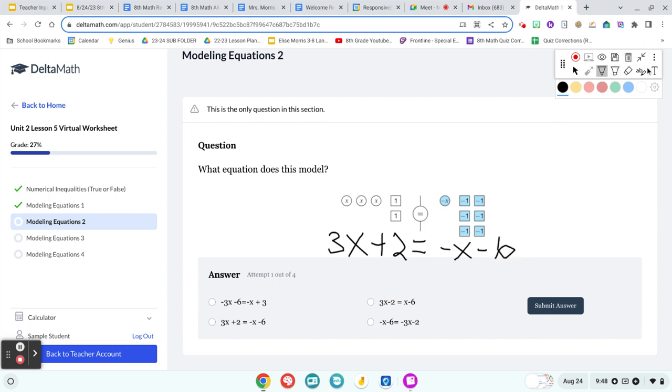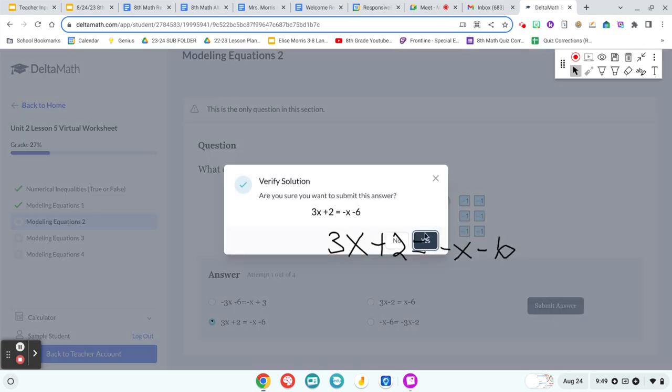So that's all we're looking for with modeling, is using one color or shape to represent positives and negatives, and then that same shape but different colors to represent the negatives for the constant term. So let's just find the one that is correct. Here it is. So you'll need to select this one and submit it.